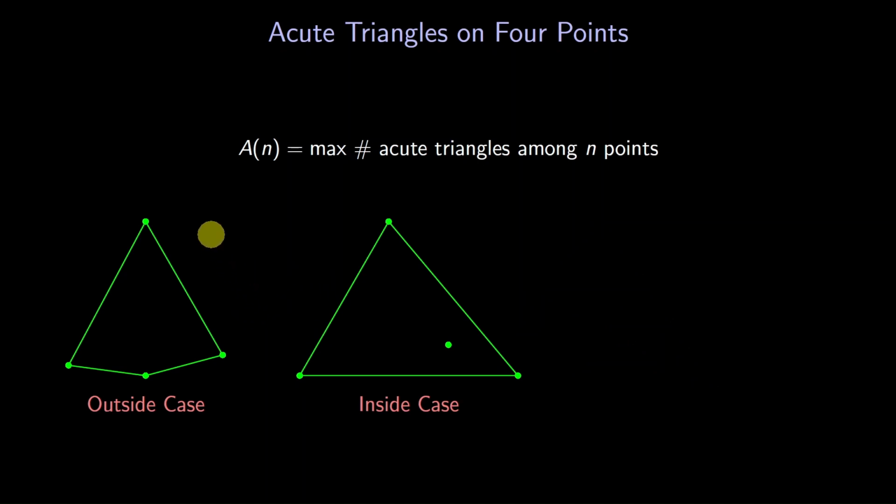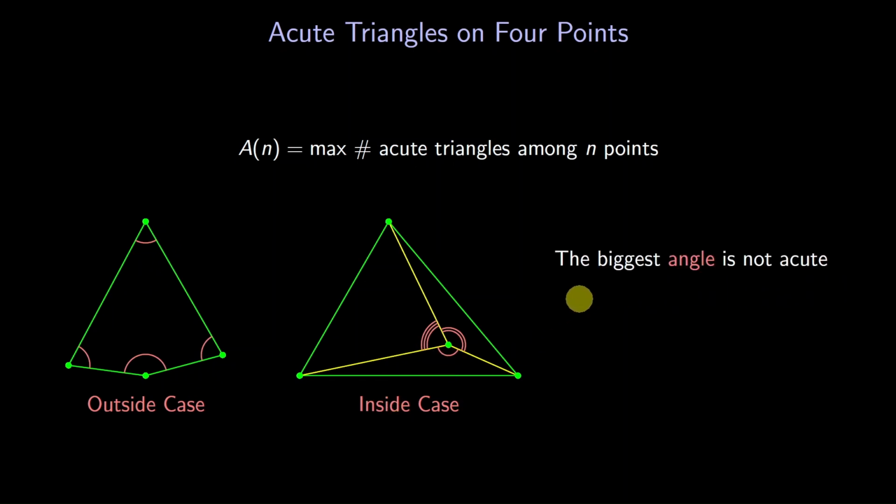4 points in the plane will look like one of these two figures. Let's mark some of the angles. From these diagrams, we can check that at least one angle is not acute, which means that at least one triangle is not acute. In other words, at most 3 of the 4 triangles are acute. So A of 4 is at most 3, and by what we've shown before, that means A of 4 is exactly 3. With 4 points, we can't have a complete set of acute triangles.